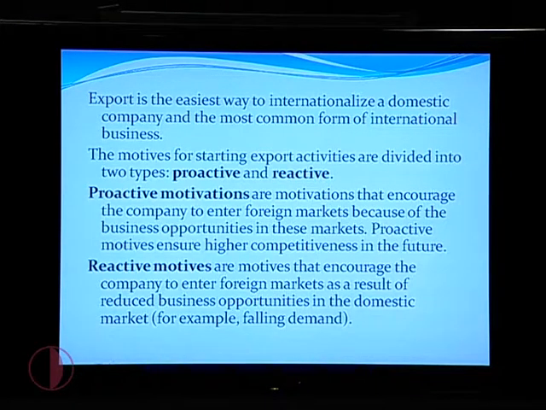The motives for starting export activities are divided into two types: proactive and reactive. Proactive motivations are motivations that encourage the company to enter foreign markets because of the business opportunities in these markets. Proactive motives ensure higher competitiveness in the future. Reactive motives are motives that encourage the company to enter foreign markets as a result of reduced business opportunities in the domestic market, for example, falling demand.